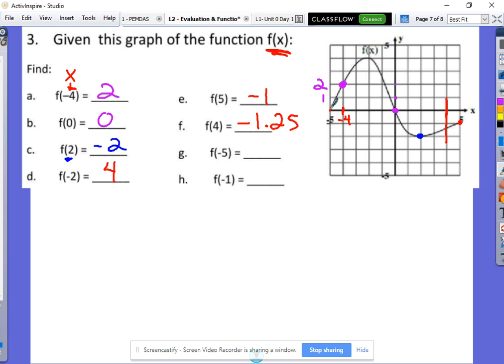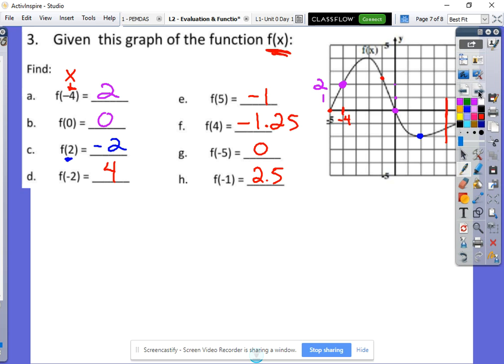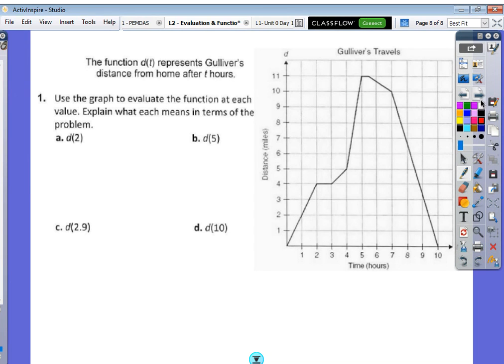F of -5 is over here. That's 0. And F of -1 is also kind of an estimate there. Let's say 2.5.